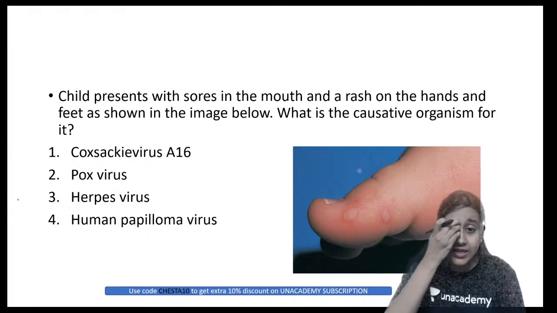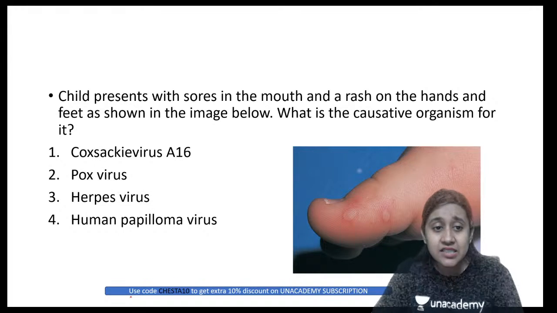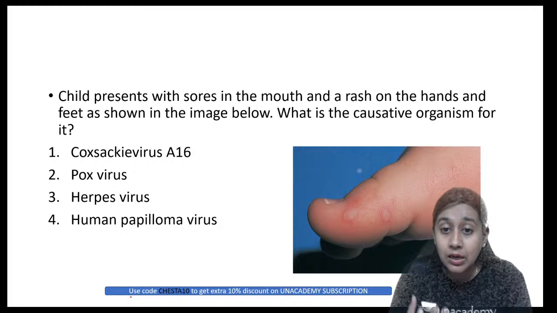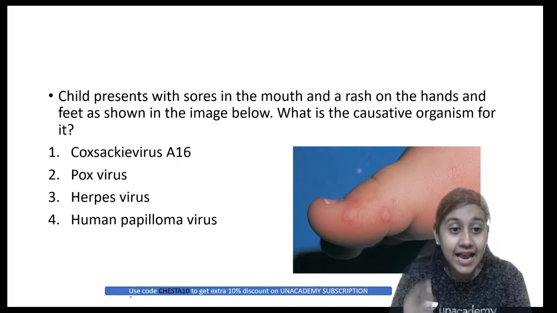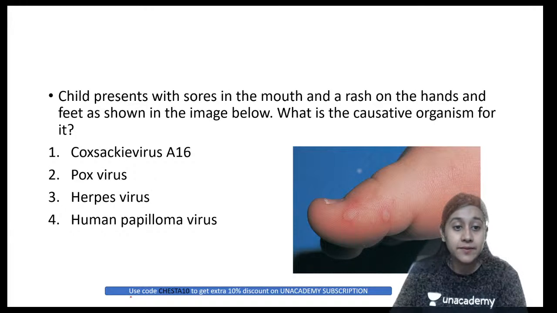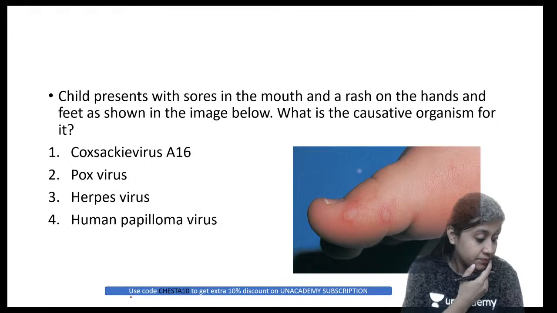Now please answer this question. I hope you can see this image, and I think this is visible. Yes, so a child presents with sore in the mouth and a rash on the hands and feet as shown in the image below. What is the causative organism? Coxsackie virus A16, pox virus, herpes virus and human papilloma virus.